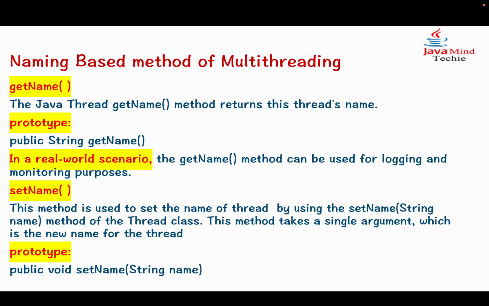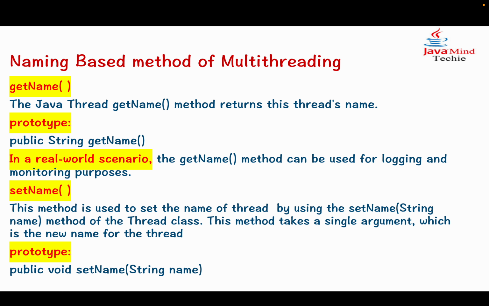Guys, see, then I mention the naming-based methods of our multi-threading. Get name: as the name refers, the Java thread getName method returns this thread's name. The name itself refers to what? getName will give the name of our thread. Then the prototype: public String getName. This doesn't take any argument. That is the getName method. With this method we can get the name of the thread.